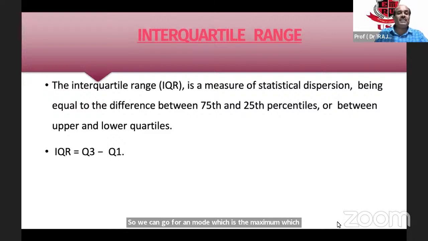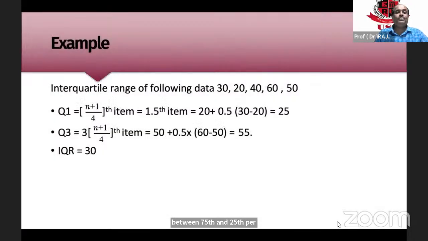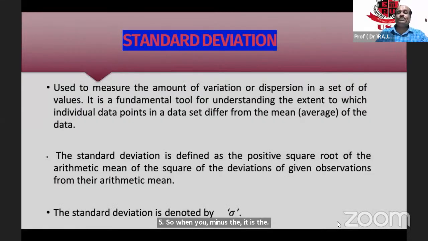Next is the interquartile range. The interquartile range is a type of dispersion equal to the difference between the 75th and 25th percentiles. It is Q3 minus Q1. So we can calculate it if there are, say, 30 items. Q1 is at (n+1)/4, the 25th one. Then Q3 is the third quartile, 55. When you subtract, the interquartile range comes to 30.